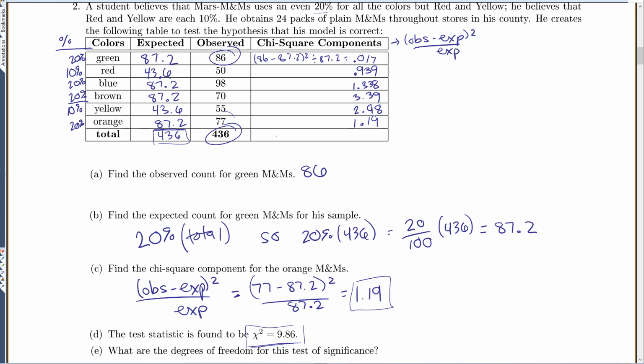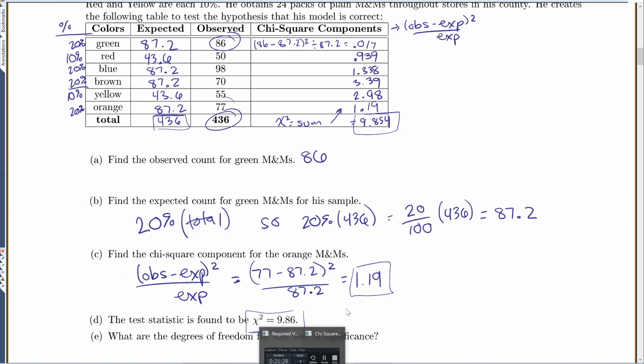So once you had all the chi-squared components, if you were practicing, then chi-squared is just going to be the sum of everything you had right there. If you add it all up, you get 9.854 is what I got. So that's how it was rounded to 9.86. So you just add up all of the chi-squared components.